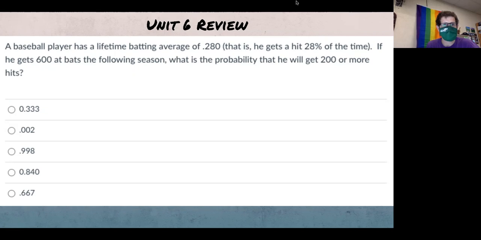So he's going to get 600 at bats, and we want to find out the probability of 200 or more hits. With binomial probability, we can do what's called a binomial PDF, which says what's the probability of getting exactly a certain number of hits. Or we could have a binomial CDF, which says what's the probability of getting anywhere from 0 to X number of successes. We can't get the probability of 200 or more directly, but we can get the probability of anywhere from 0 to 199.